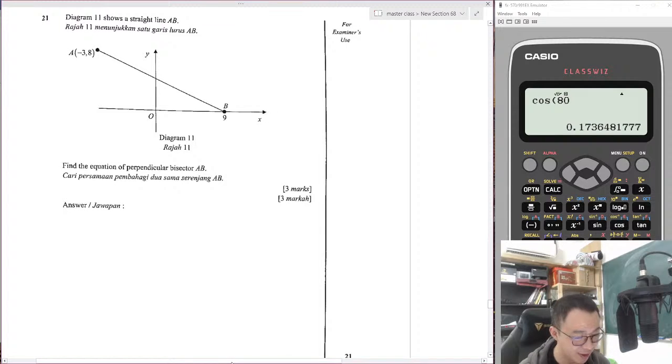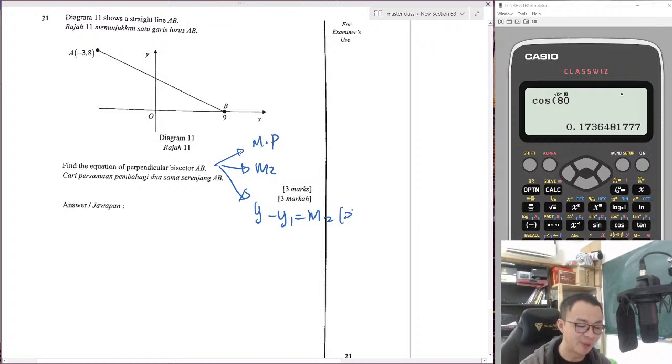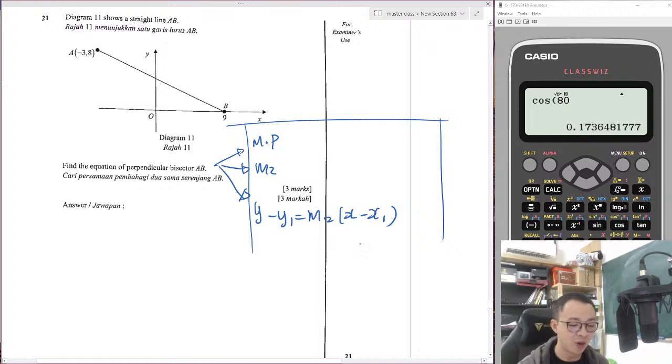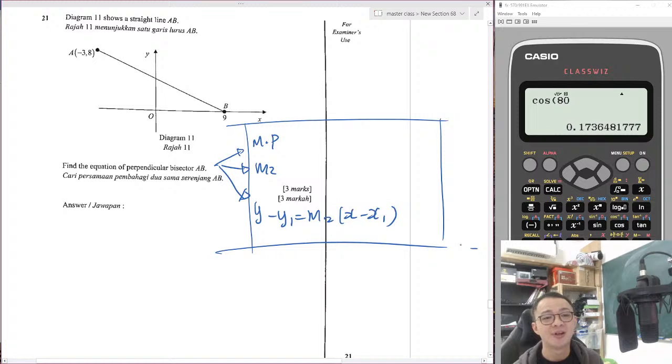Question 21 here. Perpendicular bisector, very easy. Find the midpoint first, then find m2, then form the equation y minus y1 equals m2 times x minus x1. Alright, if you have any notebook with you, copy down these 3 steps. This is the information needed for you to find the perpendicular bisector.